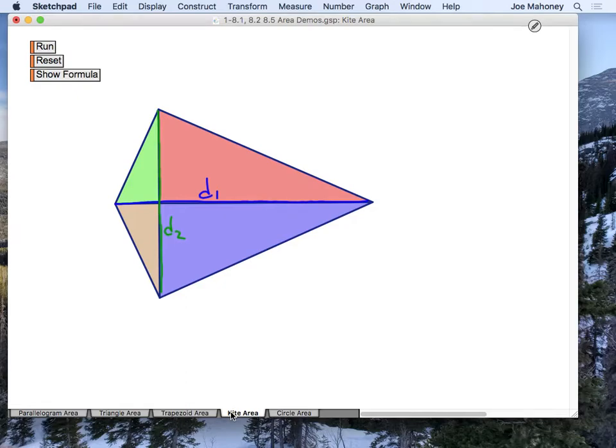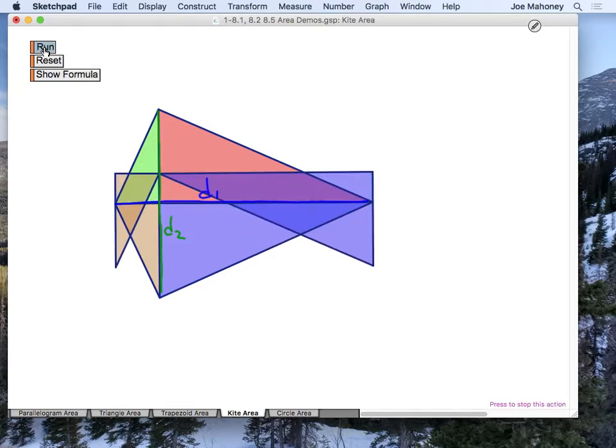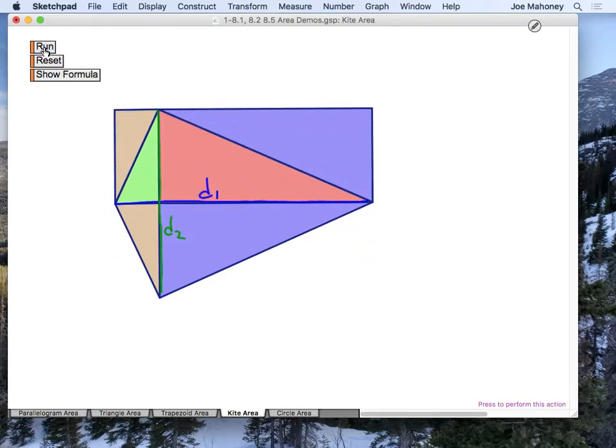How do I find the area? Watch what's going to go on. So first, I'm going to flip my two bottom triangles over, and then I slide it up. So can you see that these two triangles are the same, and that these two triangles are the same as well? Cool. And now I got myself a rectangle.